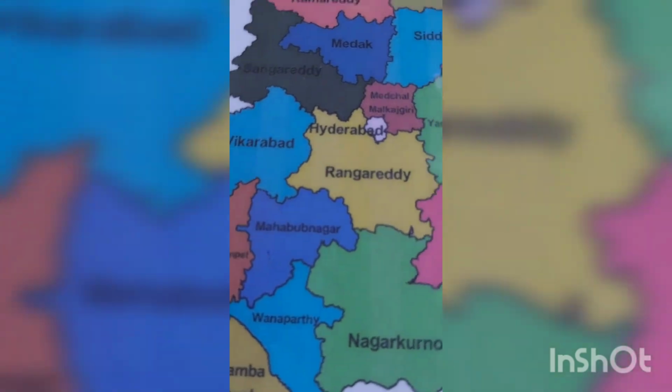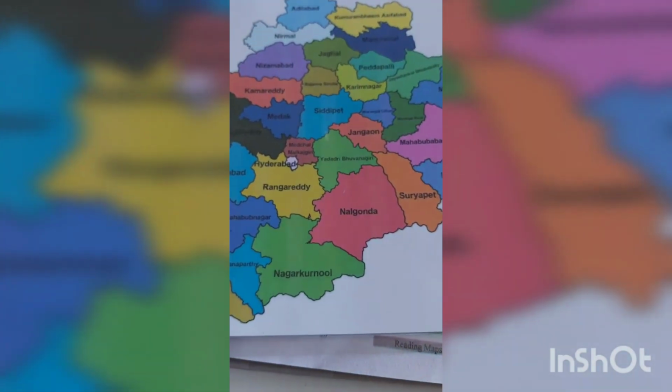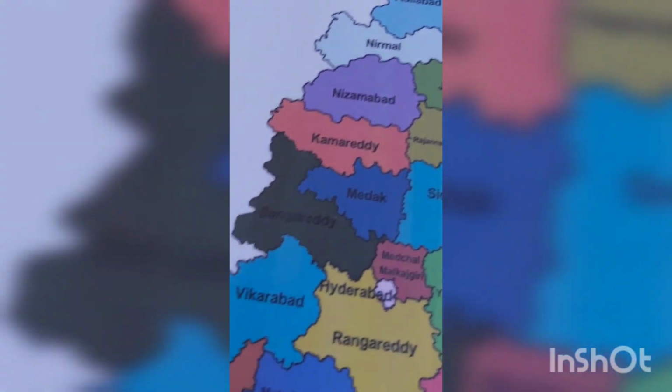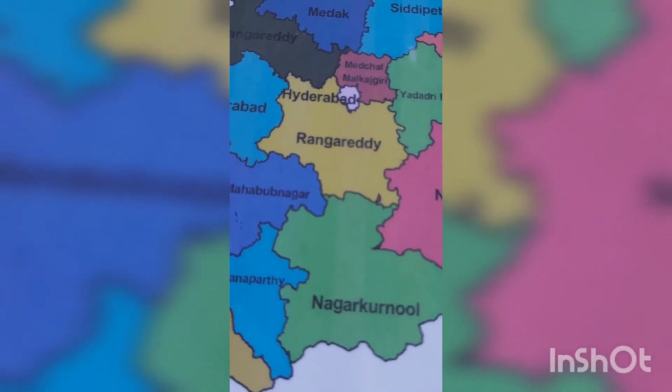You can see the bright colors. So you know the boundary change, like first it was 10 and then it was 31. And in the beginning when Telangana was formed, it was 10, then it became 31, and now it is 33. So this is how the political map can change whenever we have some divisions or some demarcations.